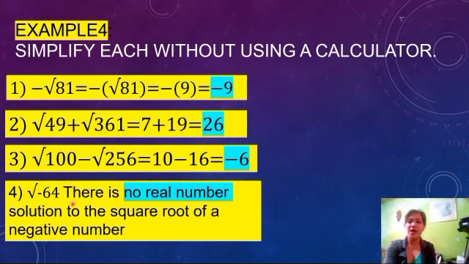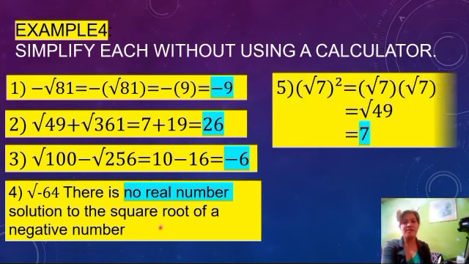Next, square root of negative 64. Again, if we have a radicand that is negative, it means it has no real number because there is no real number solution to the square root of a negative number. So, ang tawag natin doon, imaginary numbers.